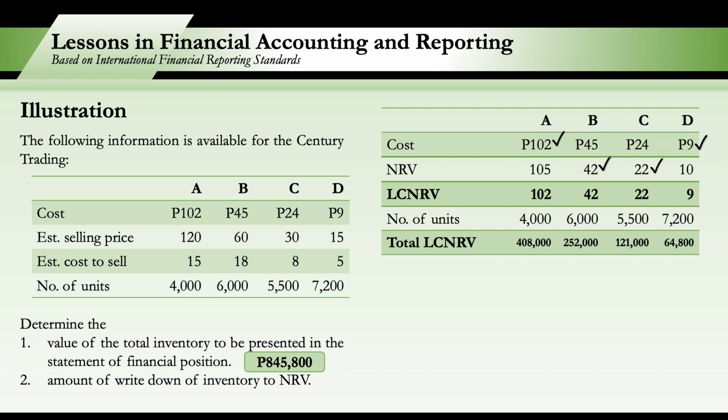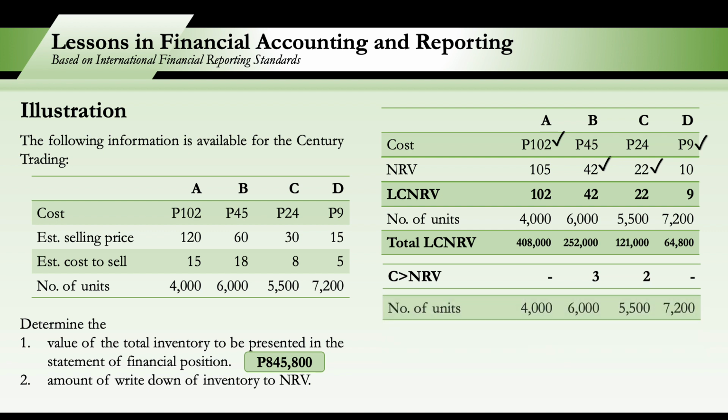Now, to answer the next question, which is the amount of write-down of inventory to NRV, we only determine which items of inventories na ang NRV is lower than the cost. So again, as I've mentioned, it's B and C only. So we have 3 pesos for B, 45 minus 42, and for C, it's 2 pesos. Multiply natin sa kanilang number of units.